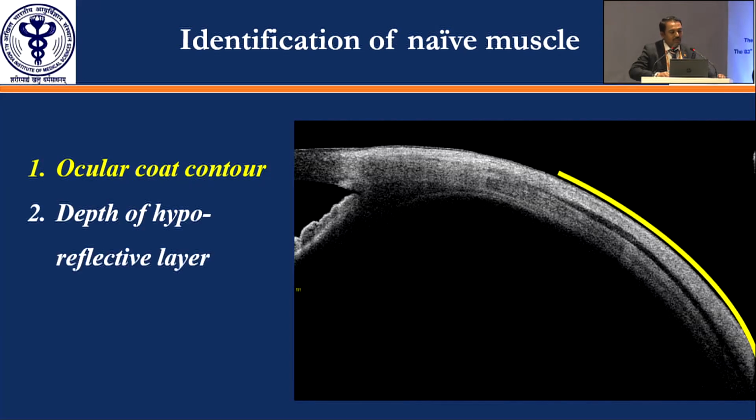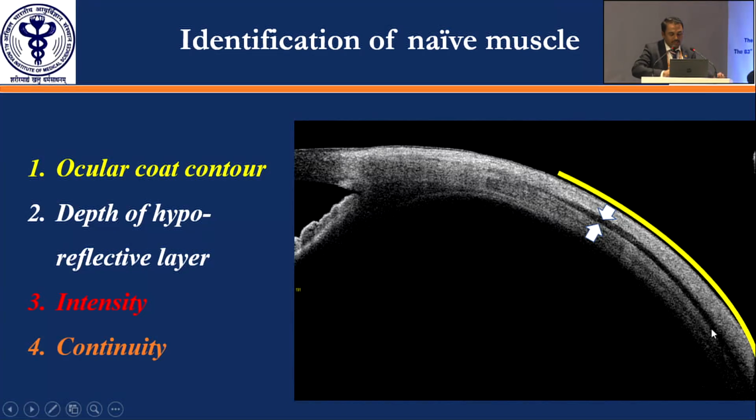Second is, what is the depth of the hyporeflective layer? It is somewhere between 40 to 50% depth from the surface layer. That's how the hyporeflective layer should be visible from the surface. If it is too deep or too superficial, probably that is not muscle. The intensity should be dark, but it should have some internal noise because this is tendon. As you move posteriorly, it will be darker because it's a pure belly.